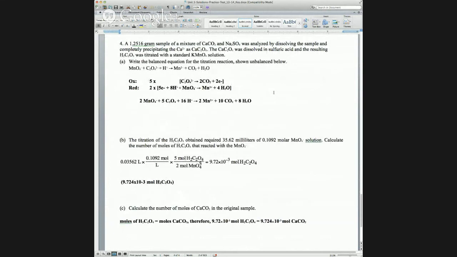It doesn't show the whole thing of how to solve it, meaning how you balance it out. So I'll walk you through the balancing part. Calcium carbonate and sodium sulfate, and precipitated out the calcium to calcium oxalate, which is then dissolved in sulfuric acid, and the resulting oxalic acid is titrated with potassium permanganate. Okay, so let's go ahead and do that on our bamboo tablet.